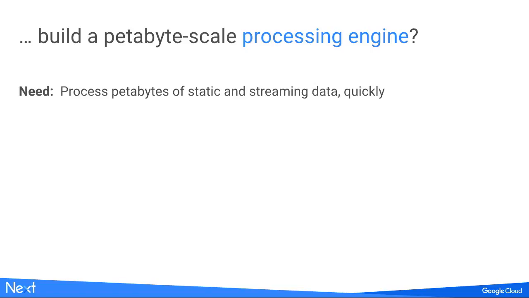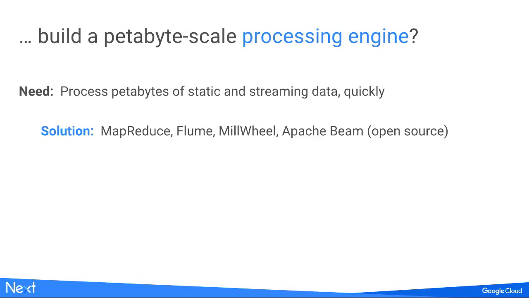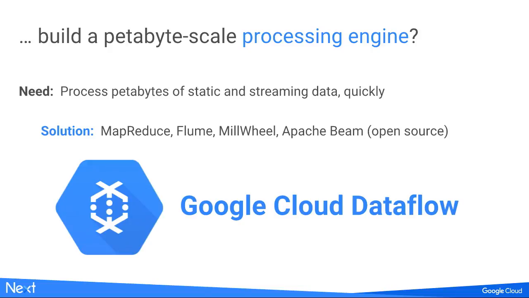Once we have the data, we need to be able to process it at scale. And we're talking about both static and streaming data. Google's written several different systems from batch to streaming, such as MapReduce, Flume, and Millwheel. And then we combined all of those together to offer as a single product Google Cloud Dataflow. Then we went a step further, and we've open sourced the SDK behind Google Cloud Dataflow as Apache Beam. Apache Beam recently became a top-level project in the Apache Software Foundation.